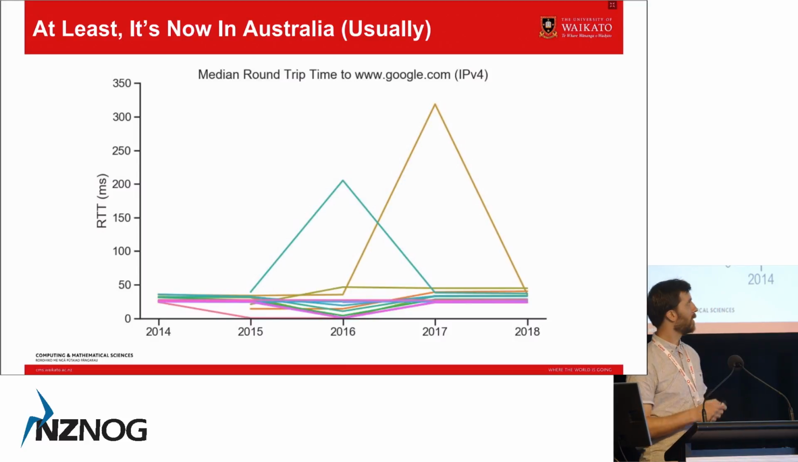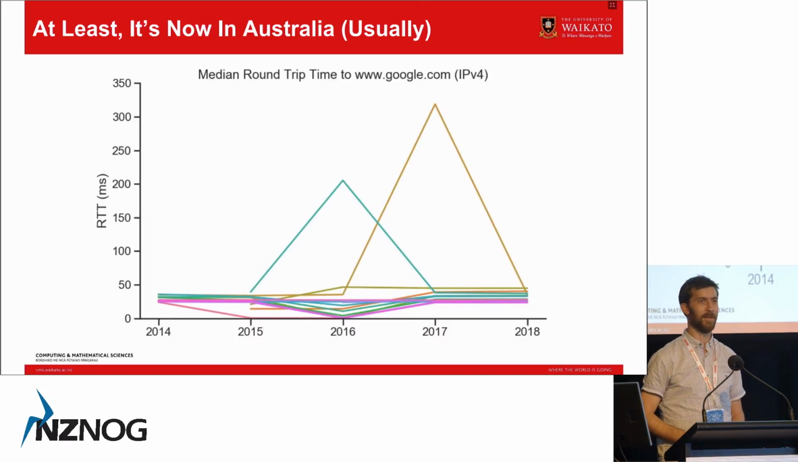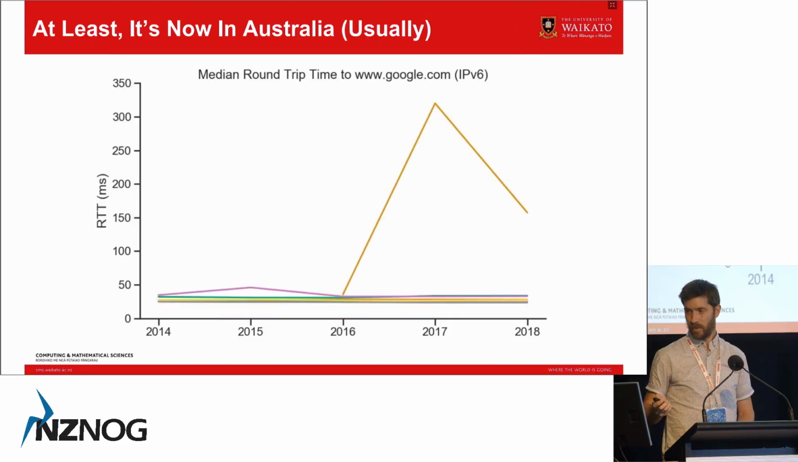There's one probe which had a very unlucky year where they ended up 300 milliseconds away from Google for quite a large portion of that time. And that's probably down to magic with CDNs and magic with DNS and trying to figure out where the best location to pick something up is. And the V6 looks very similar as well. It's all being served out of the same place. It's very comparable V4 and V6 routes, which is great.